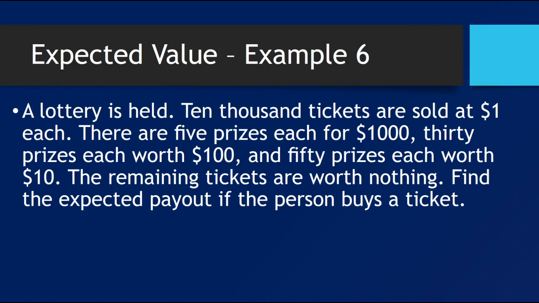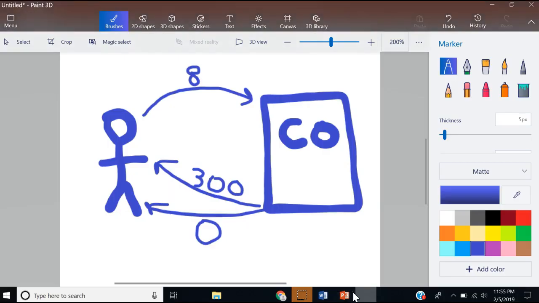So we're going to find the expected payout if a person buys a ticket in this scenario. Notice that right now, instead of the insurance example where we have two different payouts, this lottery example has a lot of different payouts. So if we went back to our drawing, let me go back to this drawing and erase some of it.